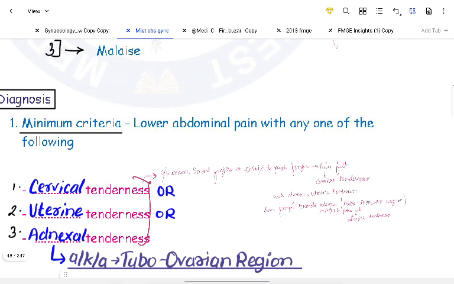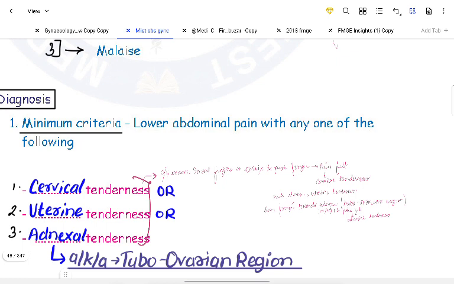So we do a pervaginal exam, and in that we insert a finger into the cervix, and if pain is felt, we say there is cervical tenderness. Then we push the finger towards the uterus, and if there is pain, we say it's uterine tenderness. Then we turn the finger towards the adnexa or the tubo-ovarian region, and if pain is felt, we say it is adnexal tenderness.